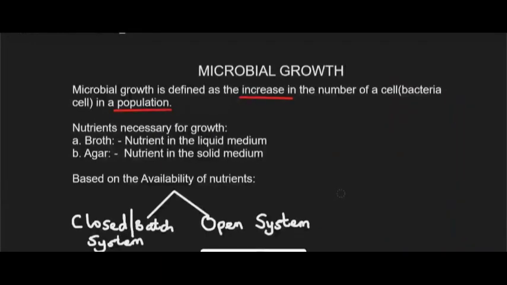Based on the availability of nutrients, microbial growth is divided into two systems. We have the closed system or the batch system, and we have the second system, which is the open system. In the batch system or the closed system, there is no renewal of nutrients. Does that make sense?